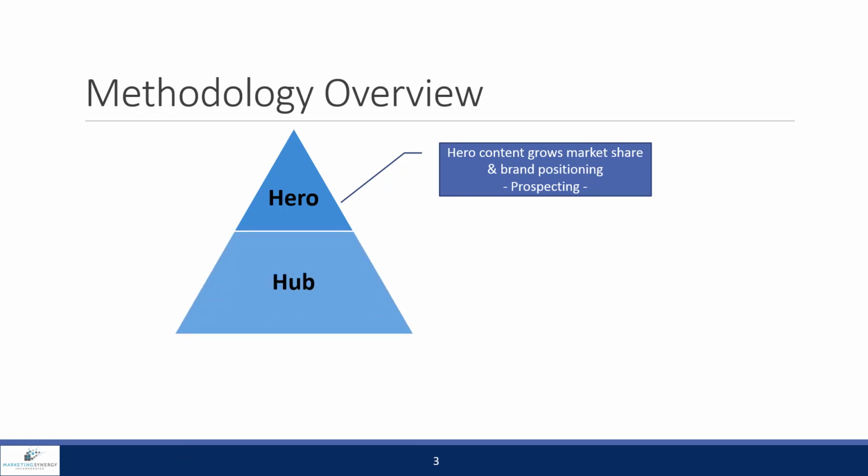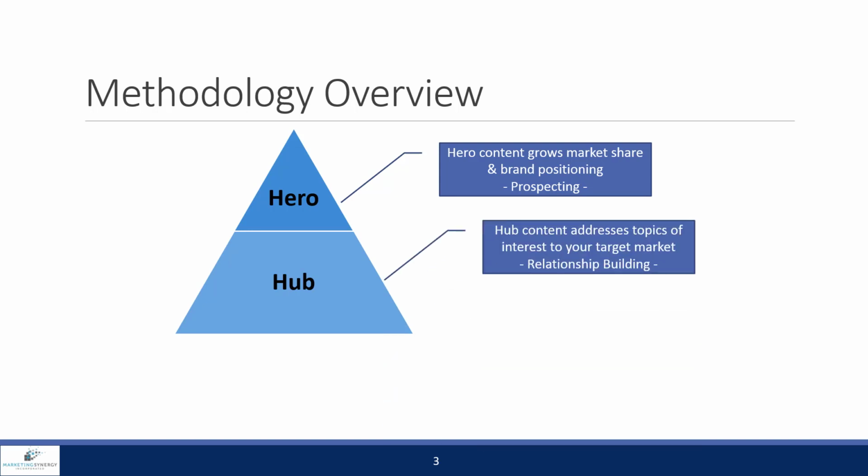The second type of content we'll deal with is called Hub. Hub content is designed to build a relationship with your markets. One of the things we're going to give you is a 52-week calendar by topic area. So we'll put the hero content in first. We'll ramp up and follow up that. Then we'll put in hub content so that every week you have something topical that you could discuss using a variety of different social assets.